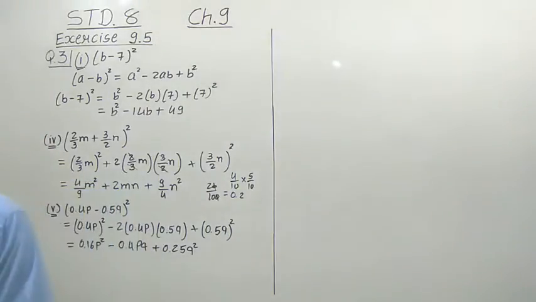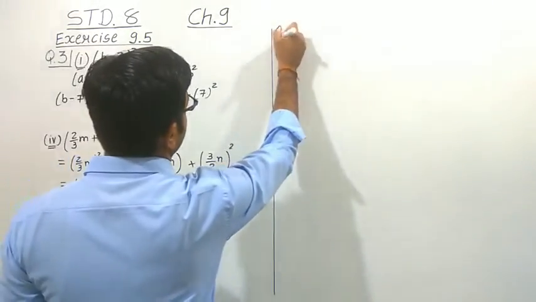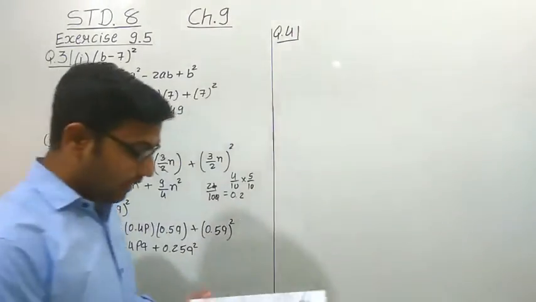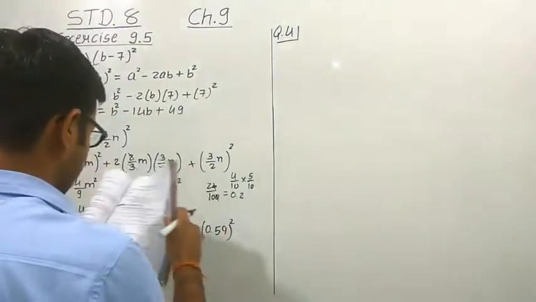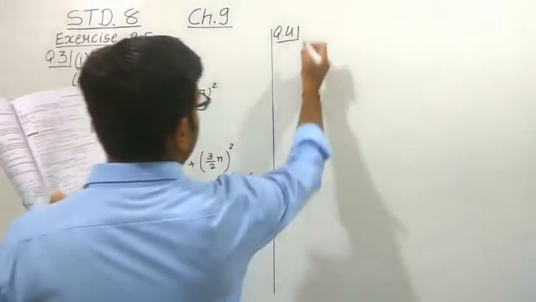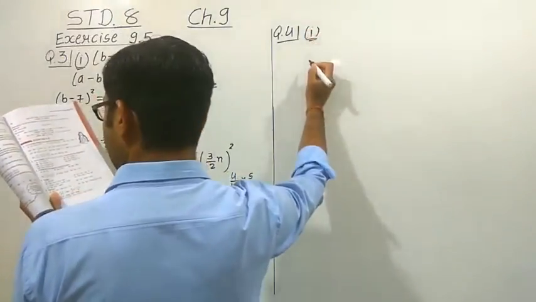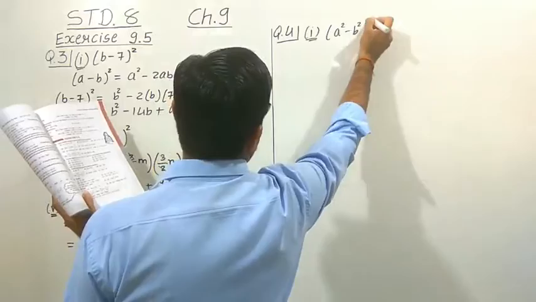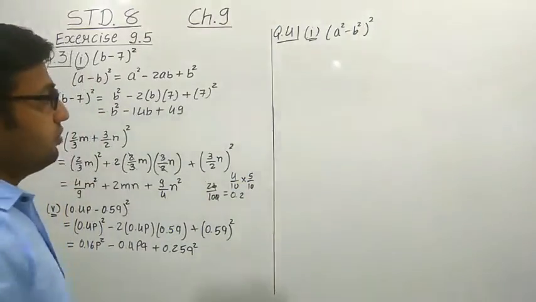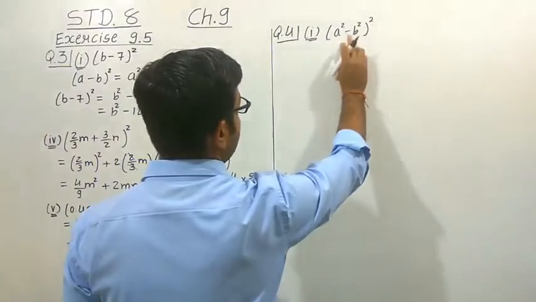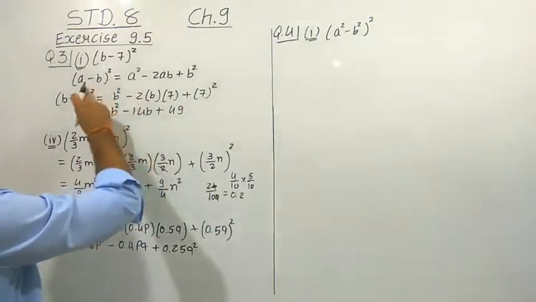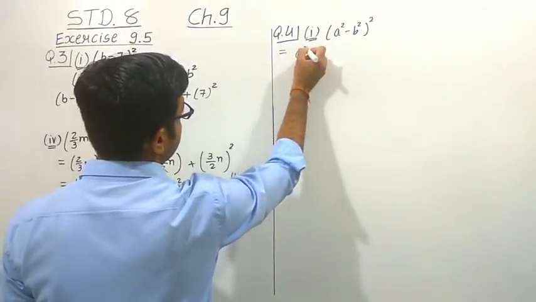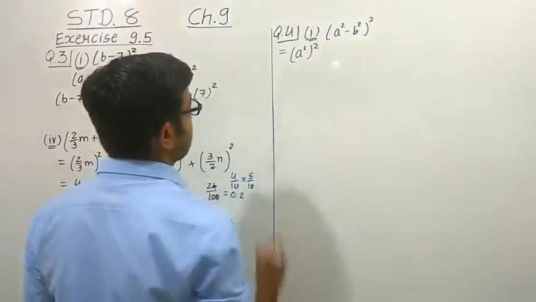Okay, so now let us study question number 4. Here we have to simplify some of the given identities or expressions. Out of that, the first one is (a square minus b square) whole square, right? There is a square on the bracket and the negative sign is there, so we have to use this identity. We have to make the square of the first term. The first term is a square, so we have to make the square of the first term.